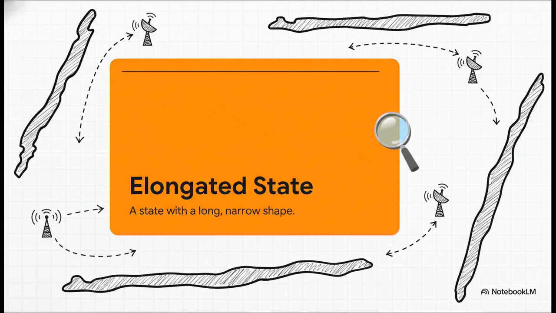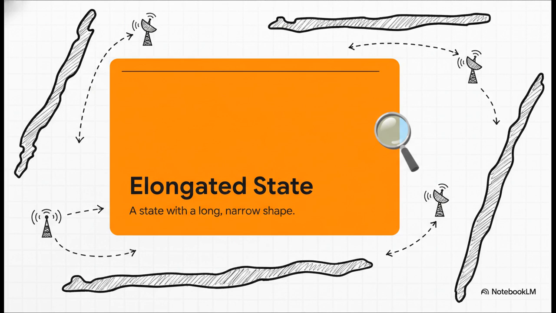Next, we have pretty much the total opposite, the elongated state. These are countries that are long and skinny, and man, that can create some serious problems. Just imagine trying to govern a country where one end is hundreds and hundreds of miles away from the capital.